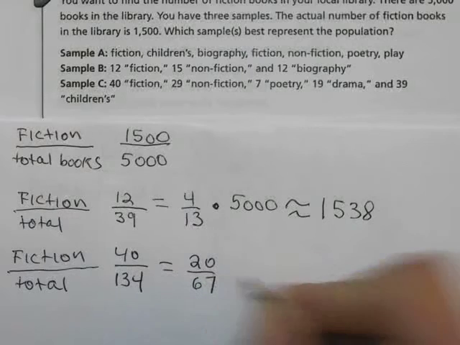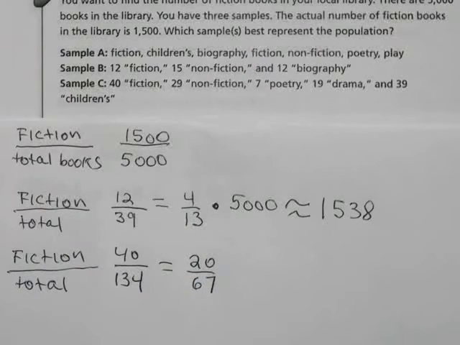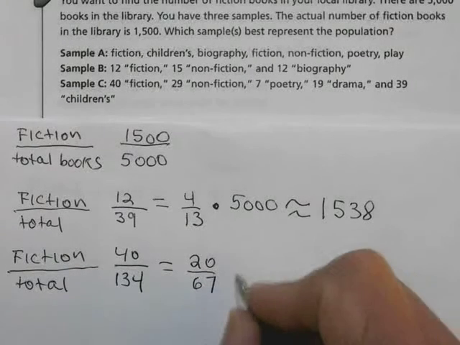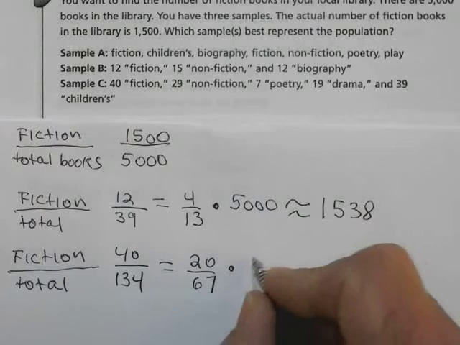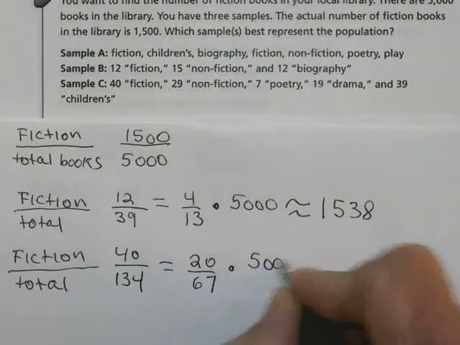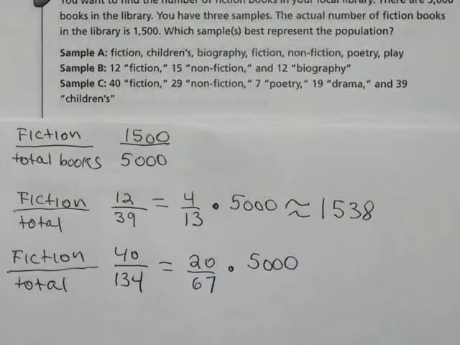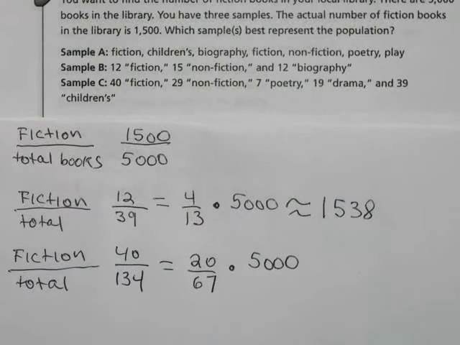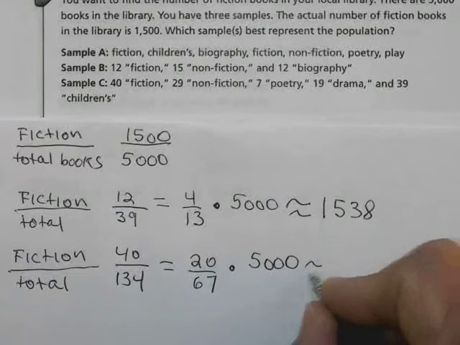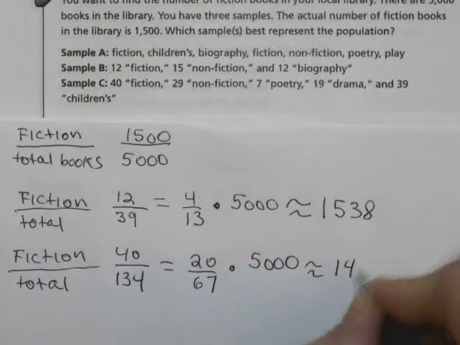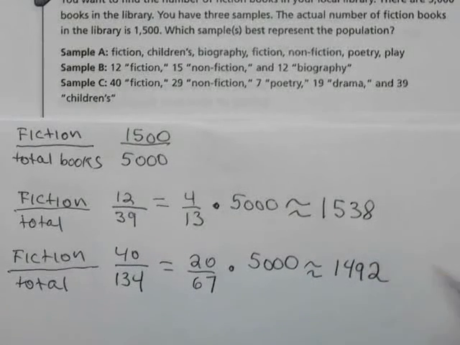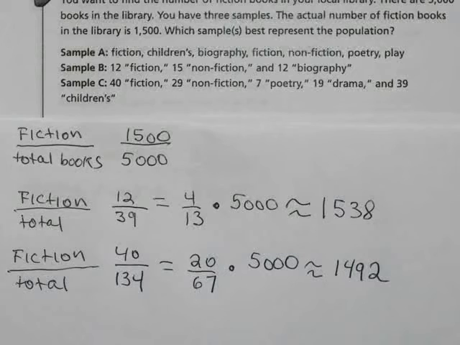And this is not the world's greatest problem, ladies and gentlemen. I won't lie to you. But once again, using a calculator, I'm multiplying this 20 over 67 by 5,000 to see how many fiction books I get. And if I do this, I would find out that this is approximately 1,492 fiction books.